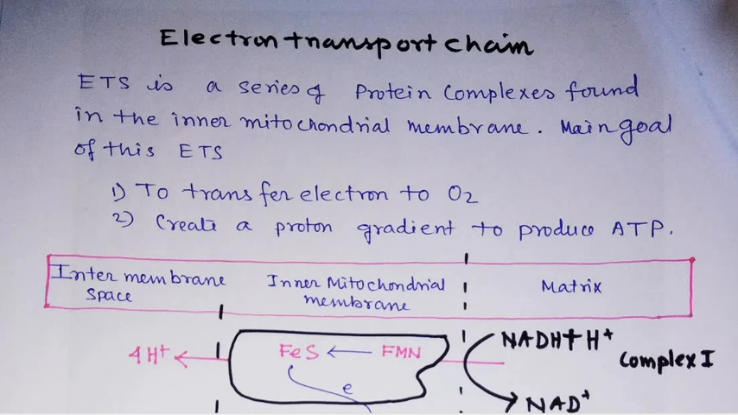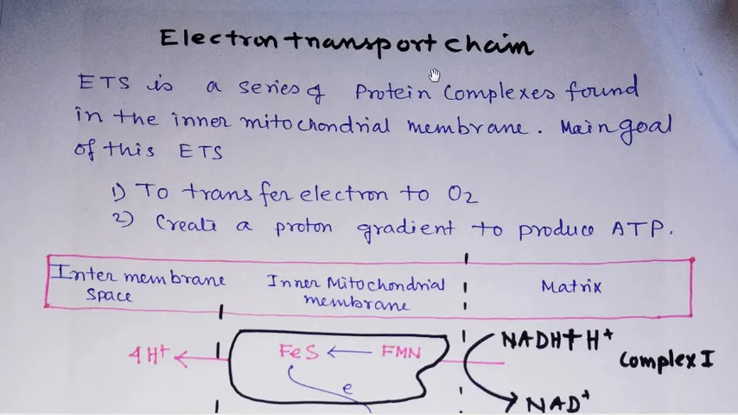In this video, I will discuss the electron transport chain, or ETS, which is related to respiration. ETS is a series of protein complexes found in the inner mitochondrial membrane. The main goal of this ETS is to transfer the electron to the oxygen.